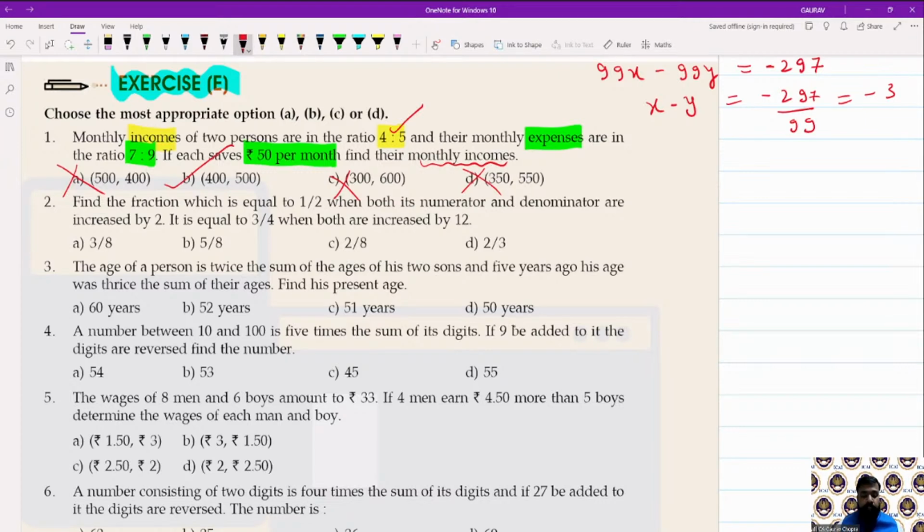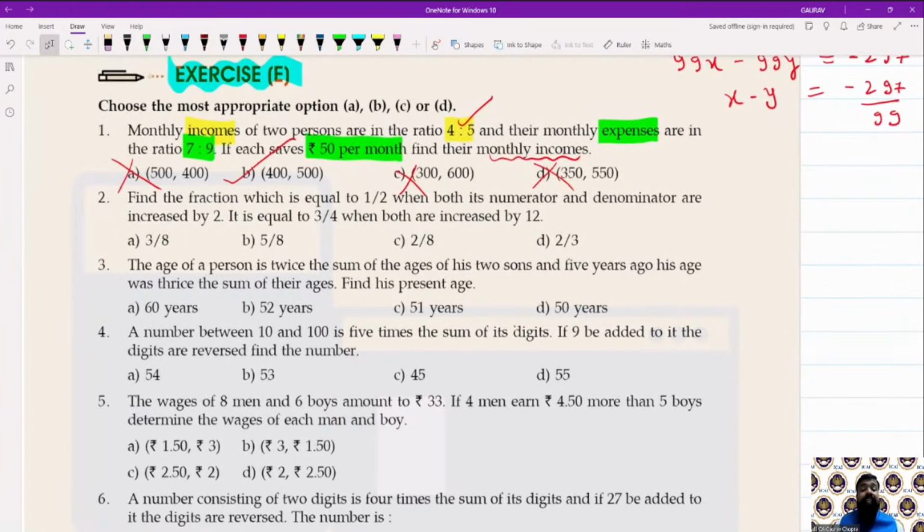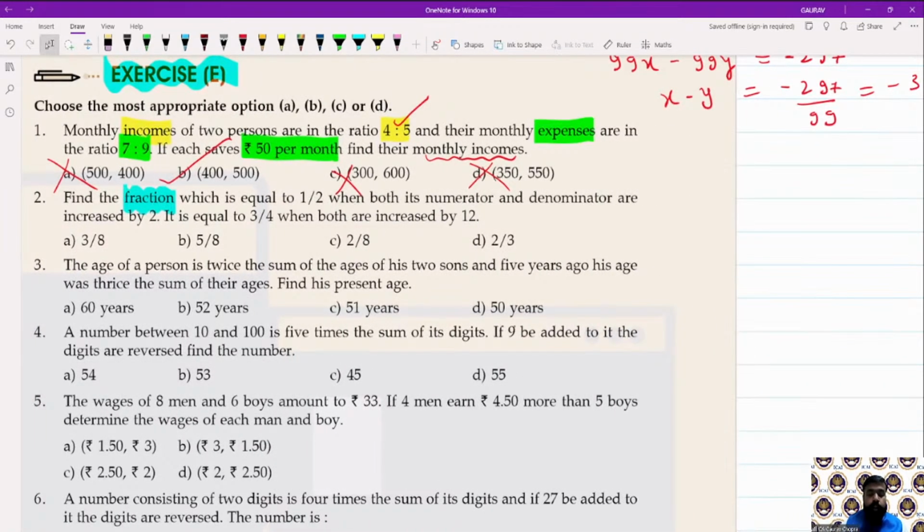So question number 1 we have completed. Now let's try the second one. Find the fraction which is equal to 1 by 2 when both its numerator and denominator are increased by 2. So just use the options. What we have to do is increase them by 2. So if we try option number A, 3 by 8 is there. Now increase them by 2. So 3 plus 2, 8 plus 2. What is the result? 5 by 10, that is half. So the condition of half is getting satisfied.